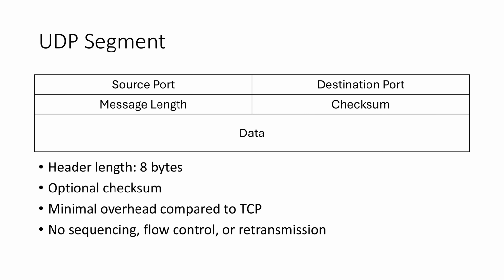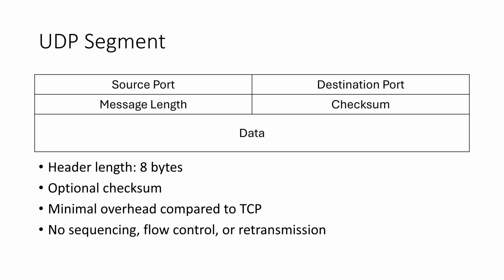The UDP header is much simpler than TCP's. It's only 8 bytes long. It contains the source port number, destination port number, length, and an optional checksum. That's it. No sequence number, no acknowledgement numbers, no window fields, no flags. This minimal overhead is exactly why UDP is so fast and efficient. It doesn't handle reliability, ordering, or flow control, it just sends the data.